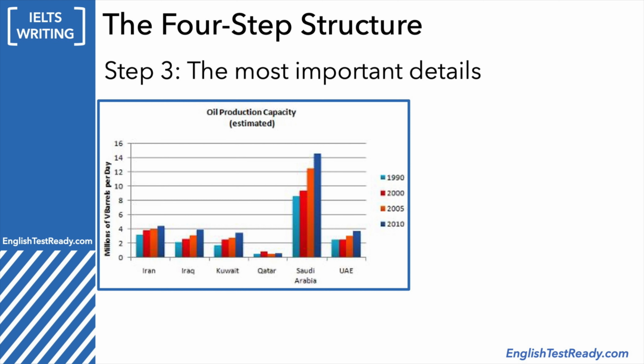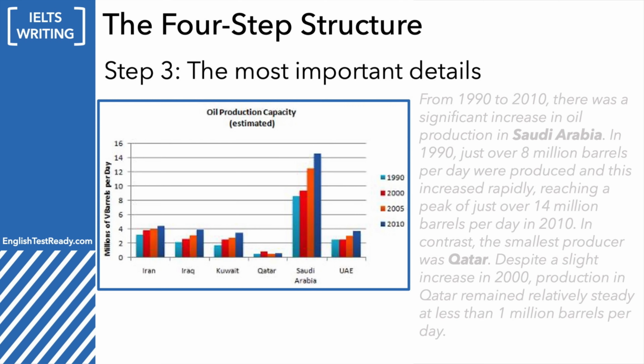Now, in step 3, you want to write about the most important details. So step 3 is where you go into detail, where you can talk about numbers and percentages. So what are the most important details in this chart? Well, again here, I would recommend you look at the 2 countries which are the most different. And they are obviously Saudi Arabia and Qatar. So now we want to go into details about these two countries. So let's look at Saudi Arabia first.